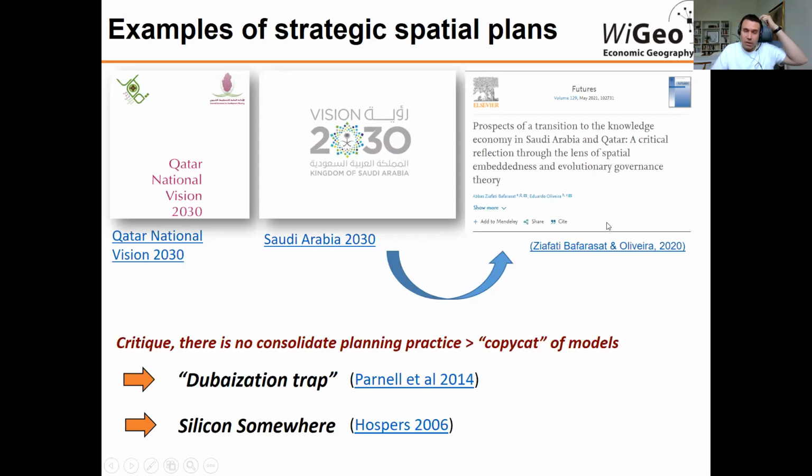And this is a recent publication of mine together with a colleague from Iran. We critically assess this approach of Qatar and Saudi Arabia as a strategic spatial plan and their intention towards the knowledge economy. In some cases, when the planning practice is not consolidated at all, and there is this importation of development models from elsewhere, these urban regions or countries can enter the Dubaization trap or the Silicon somewhere trap. So they try to implement the model without paying attention to the specificities of the territory.